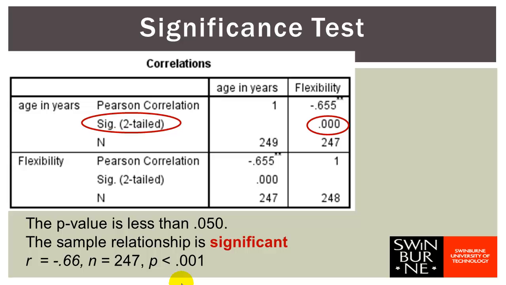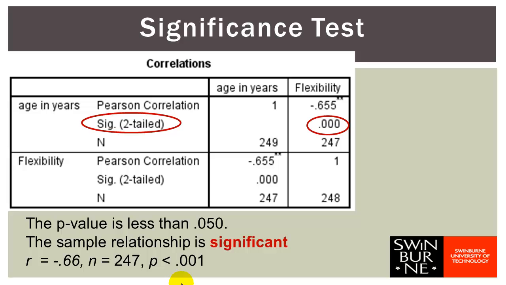If you look closely, you'll see that there are different values for sample size, for n, throughout this table. There's a 249, a 247, and 248. So why is this? Why have we got different sample sizes here? Well, it's because some people told us their age, but we didn't have a flexibility score for them. Others we had a flexibility score but no age, and some people we had neither their age nor their flexibility.